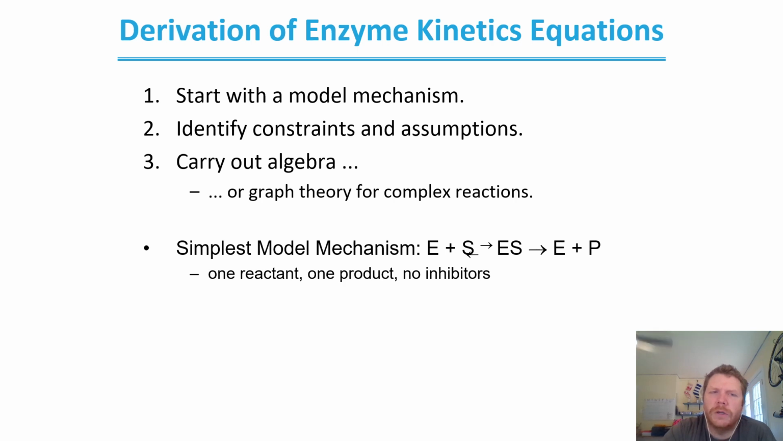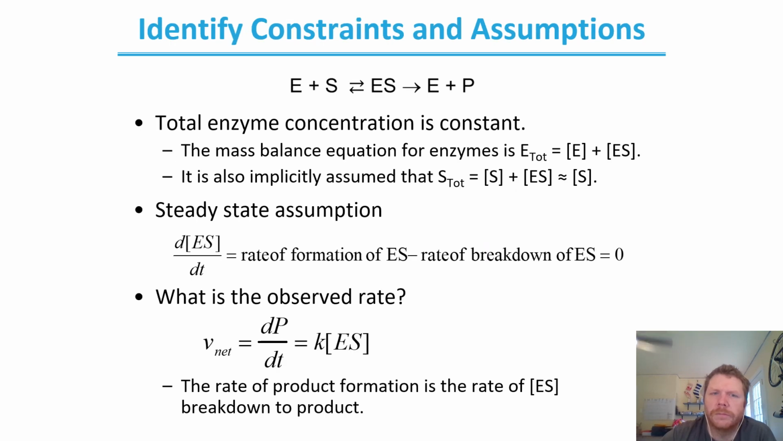So, derivation of enzyme kinetics equations. You have to start with a model mechanism, identify the constraints and assumptions, and do the algebra. Now, our simplest model mechanism is E plus S yields reversibly our ES complex, and that ES complex goes in the direction towards our enzyme plus our product. One reactant, one product, no inhibitors.